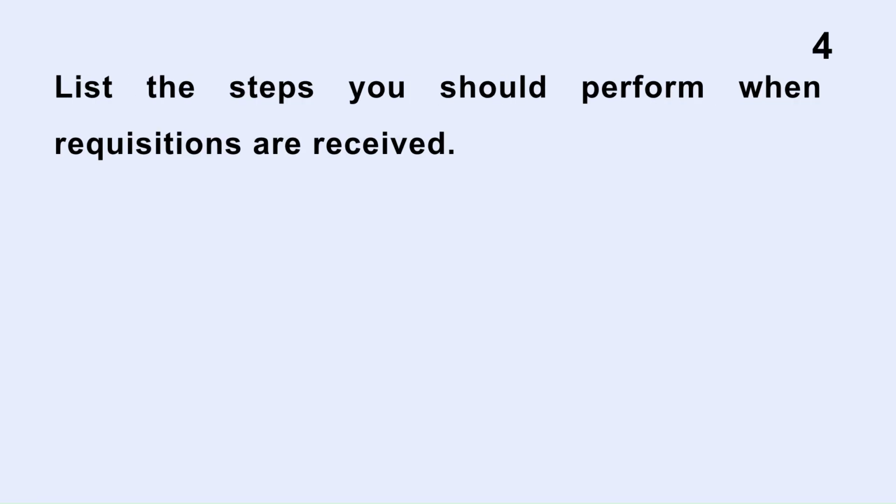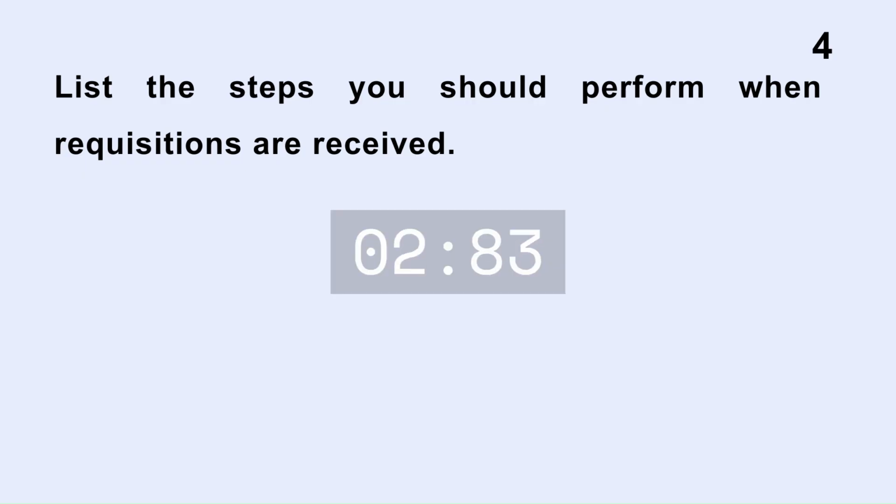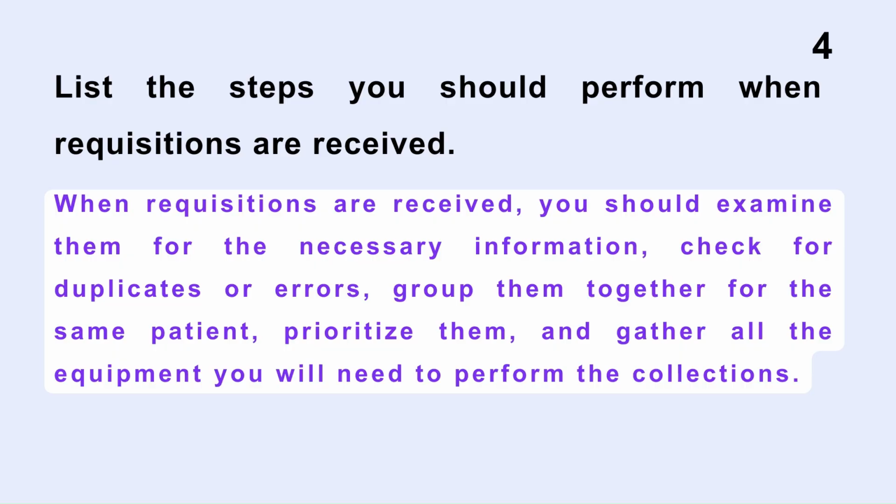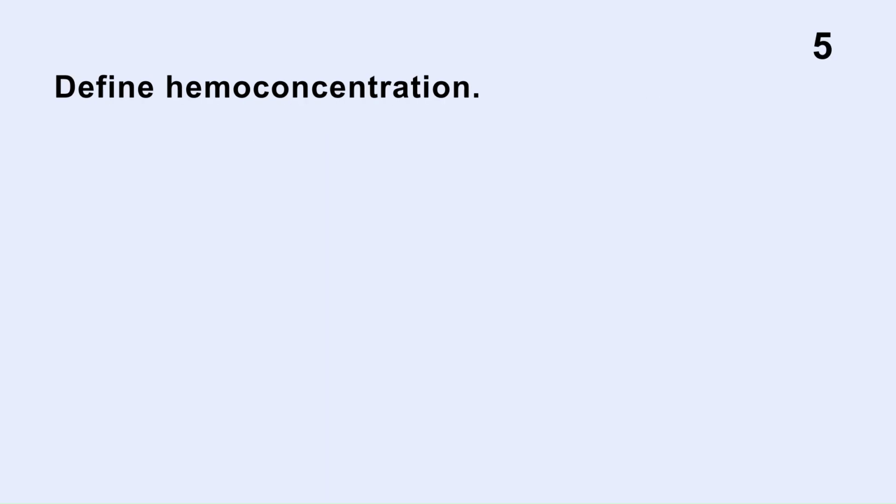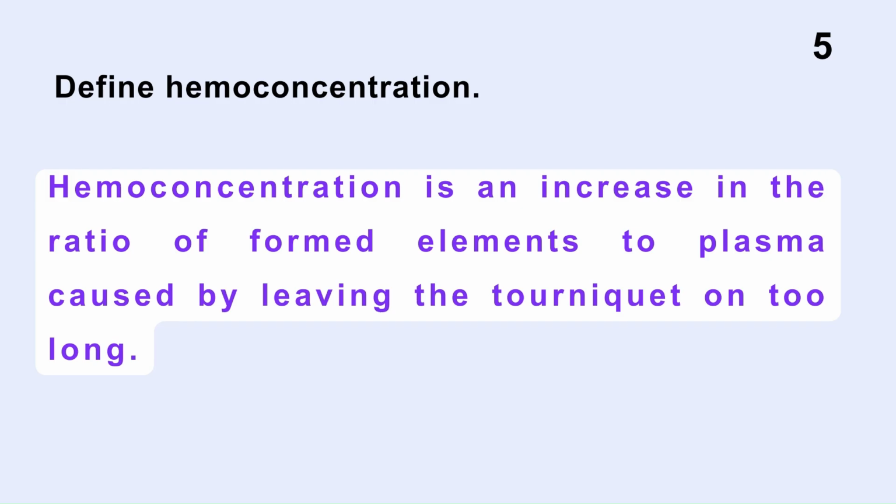Number 4. List the steps you should perform when requisitions are received. When requisitions are received, you should examine them for the necessary information, check for duplicates or errors, group them together for the same patient, prioritize them, and gather all the equipment you will need to perform the collections. Number 5. Define hemoconcentration. Hemoconcentration is an increase in the ratio of formed elements to plasma caused by leaving the tourniquet on too long.